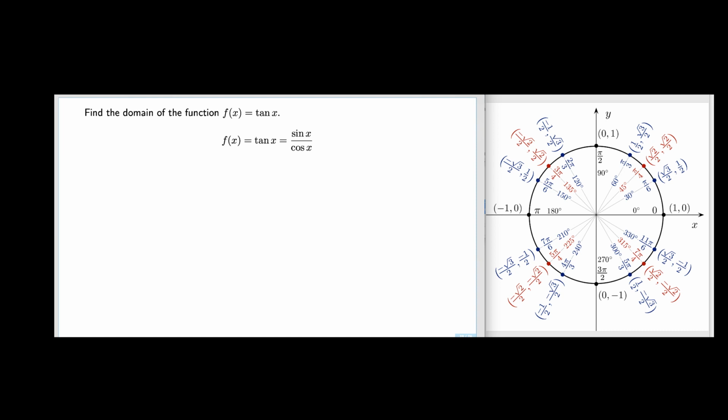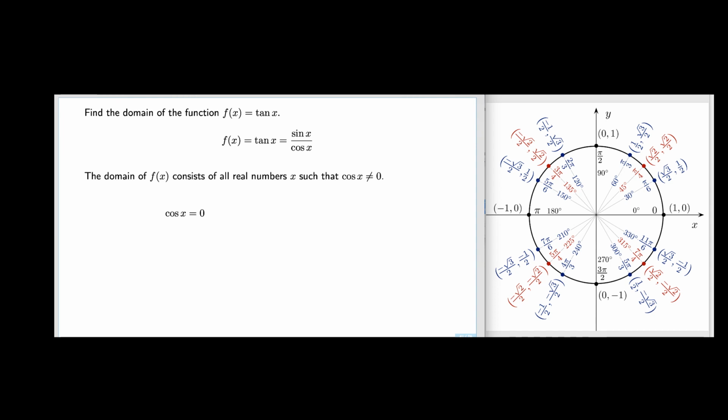Well, we notice that we have a denominator here. Our denominator is cosine of x. So our domain will be all real numbers x such that our denominator, or cosine x, is not equal to 0. So now we need to figure out when is cosine of x equal to 0.